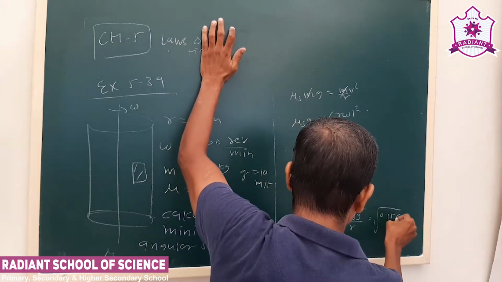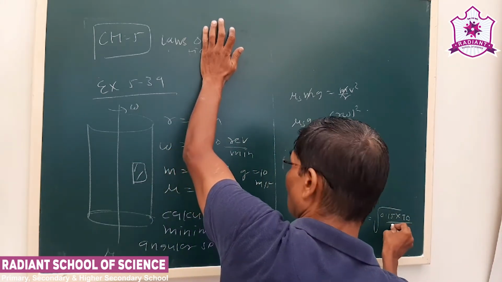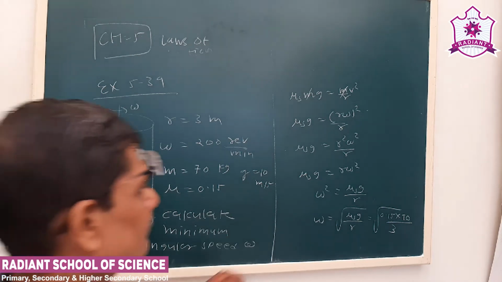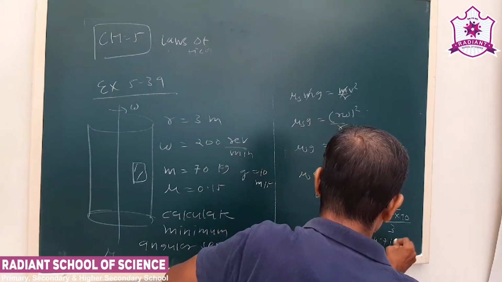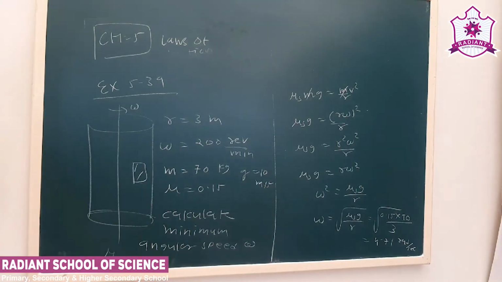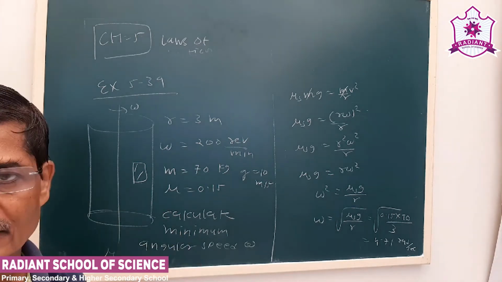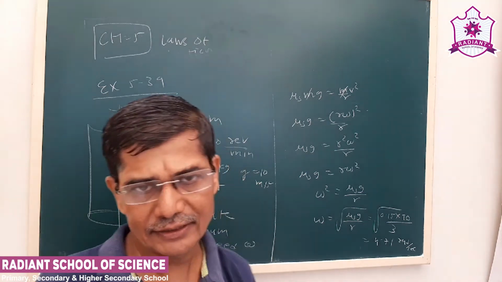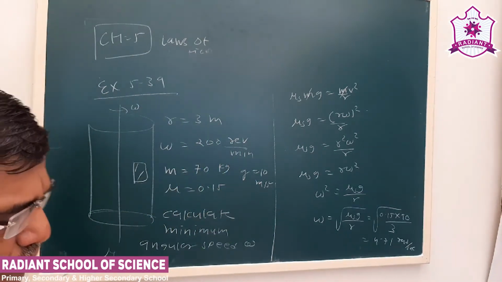Mu s is 0.15, g is 10, r is how much? 3. Okay, so if we solve, this turns out to be 4.71 radian per second. Okay, this is how we can solve. Now this is about the exercise number 5.39. With that we come to the end of exercise numericals. Here we have taken additional exercise numericals also. Some of them are useful.